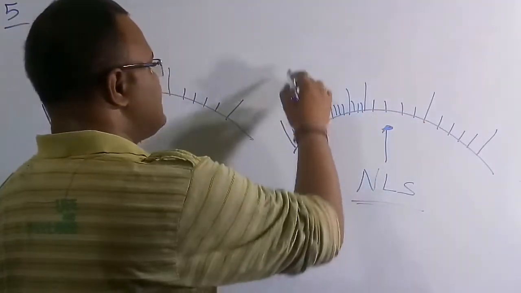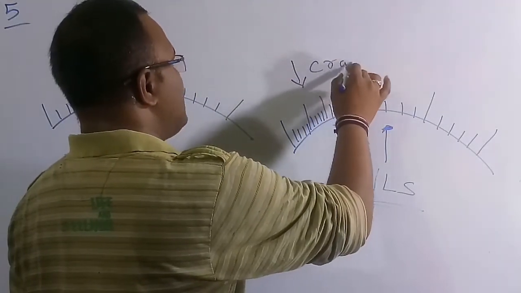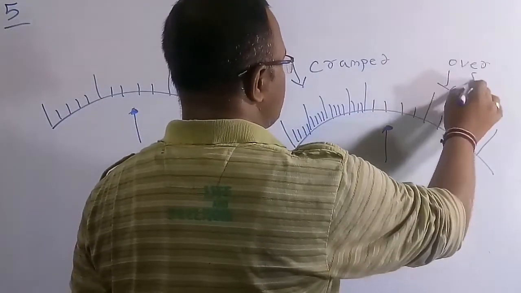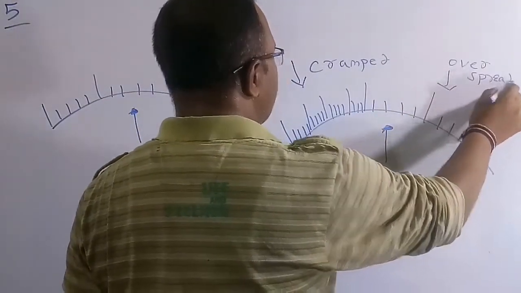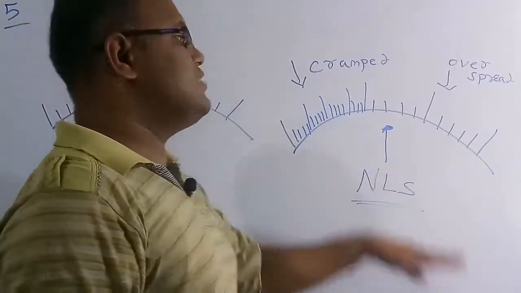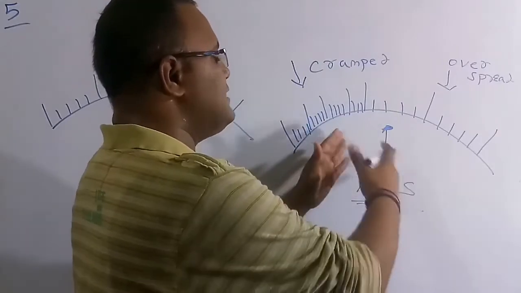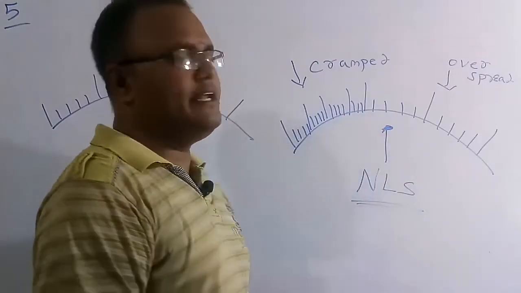So therefore we can say it is cramped. It is cramped at the nearer end and it is overspread over the far end. So we can say the divisions are not uniformly spread over the total scale, so it is called a non-linear scale. Initially they are crowded and later they are widespread. So therefore it is called a non-linear scale.